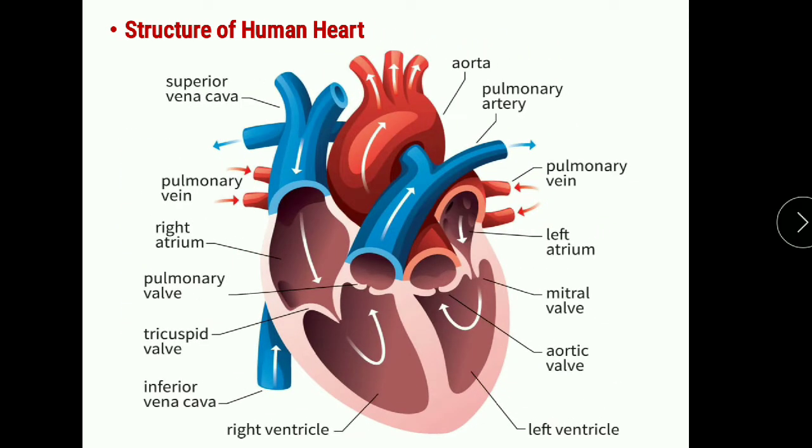Take a moment to see the structure of human heart. Right now, these labels must be very difficult to learn, but later you will find it very easy. Can you see the blue and red color marks present in the diagram? These are just illustrations to show the movement of blood. The blue color marks the movement of deoxygenated blood, whereas the red color marks the movement of oxygenated blood.